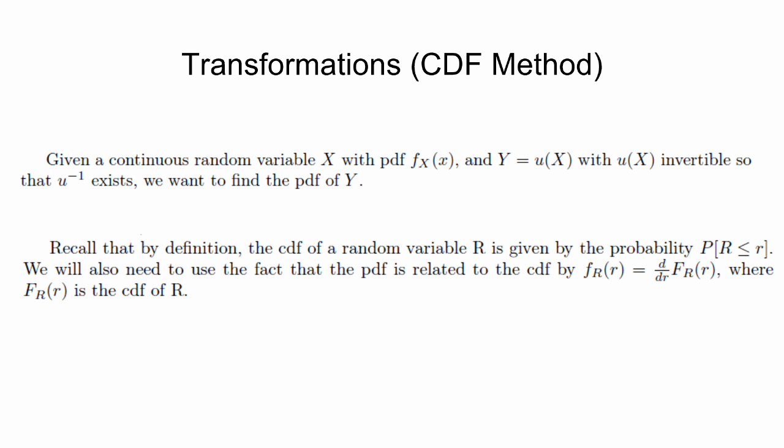So we're going to need to use two facts. First of all, the cumulative distribution function of a random variable is given by the probability that that variable is observed to be less than a given value. So we're also going to need the fact that the PDF is related to the CDF by the derivative.